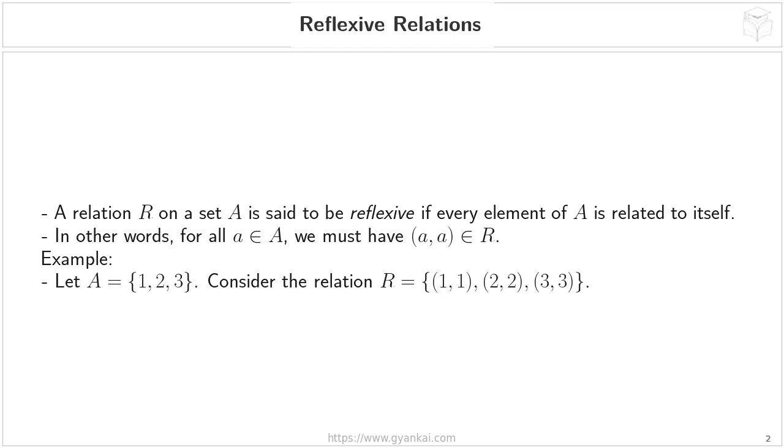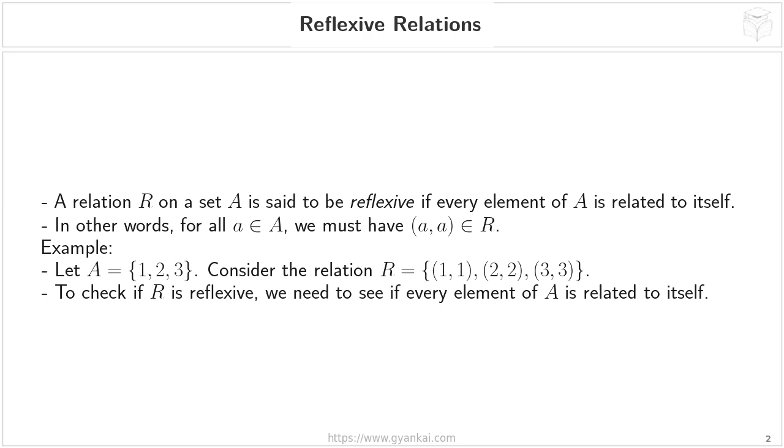Now let's look at an example. We have a set A containing the numbers 1, 2, and 3. Our relation R is defined as the set of ordered pairs (1, 1), (2, 2), and (3, 3). The slide then says, to check if R is reflexive, we need to see if every element of A is related to itself. This is exactly what we just discussed. We need to verify that each element a in A has a corresponding (a, a) pair in R.